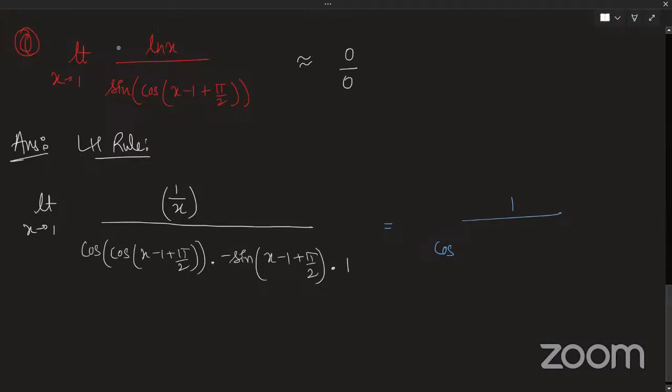So I'll get cos of pi, right? What is cos of pi? 0, right? Into minus sine pi by 2 into 1. So sine of pi by 2 is how much? Tell me. Sine of pi by 2. 1, sir. Great. So my final answer is 1 by 1. I have a minus sign over here, right? So 1 into minus 1 into 1. So minus 1, right?